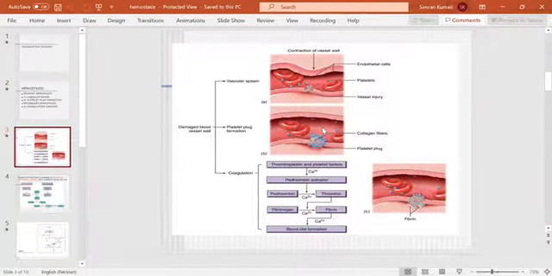Meaning more platelets come and collect there, and they undergo aggregation, forming this primary hemostatic plug, also known as the primary platelet plug.